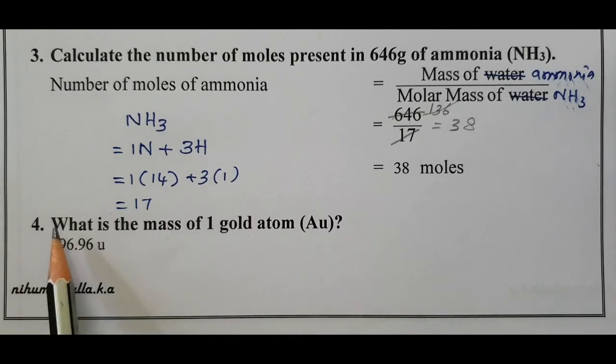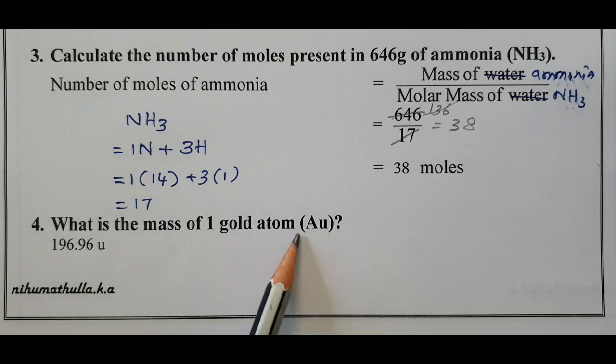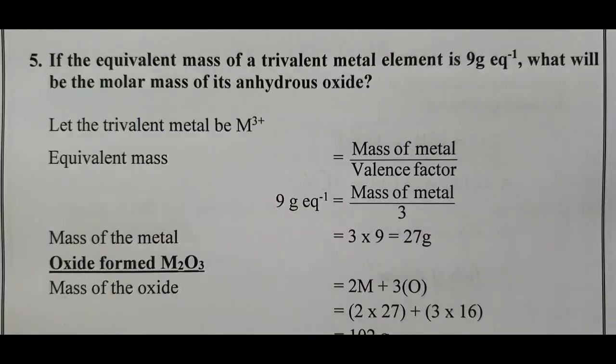Fourth assessment, what is the mass of one gold atom? Au, symbol of gold is Au. Atomic mass 196.96 u. u means unified atomic mass. This is the unit of atomic mass.